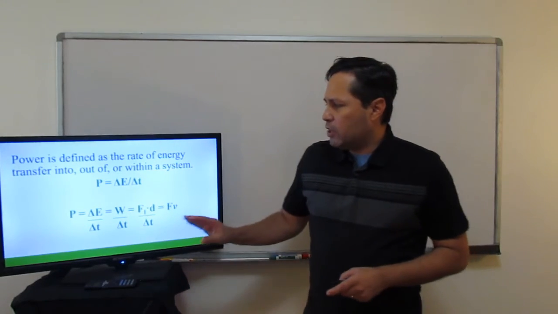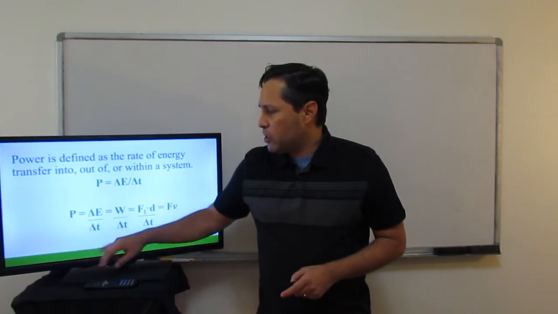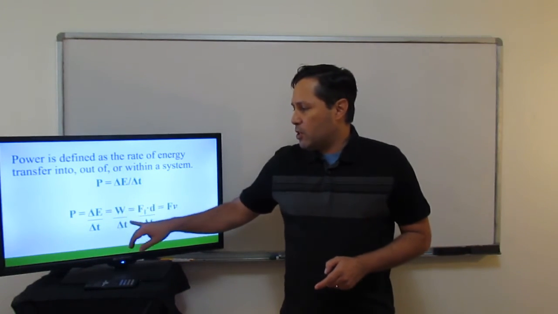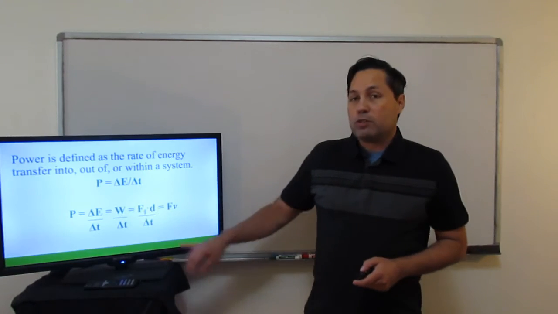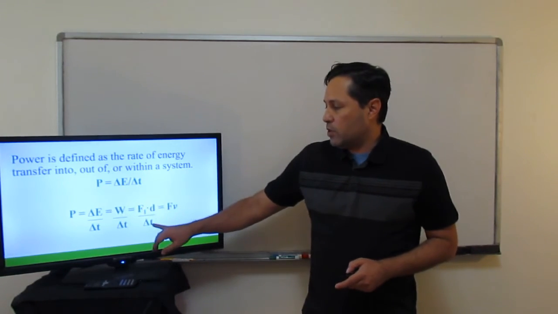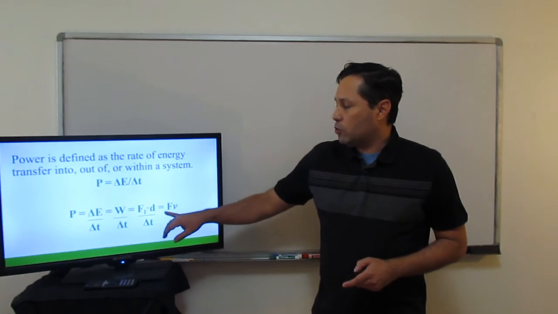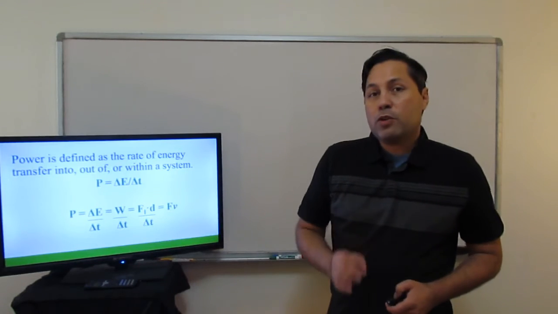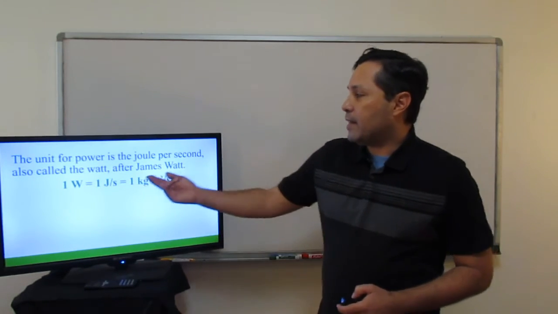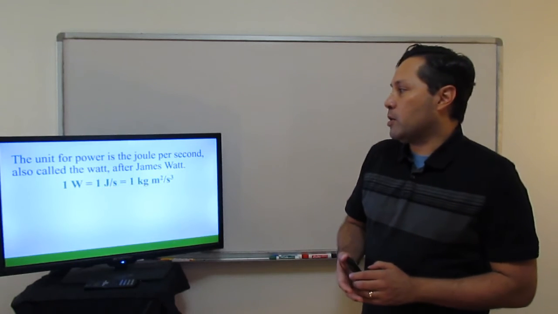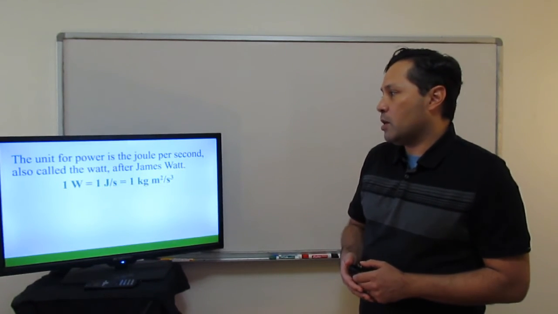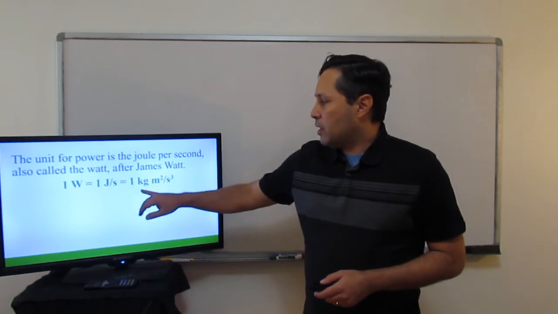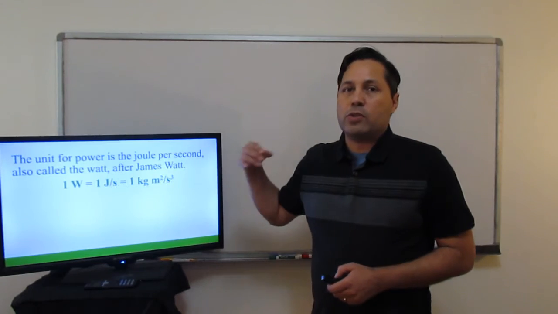For the formula, we can change it slightly. Power is equal to the change in mechanical energy over time, which can be changed into work over time, and work is force times distance over time, and distance over time, well, that's what we refer to as velocity. So force times velocity can also be used to get power. Now what is the unit that we use to calculate power? That is the watt. The unit of power is the joule per second, which is also called a watt, named after James Watt. That would also be written as kilograms times meters squared over seconds cubed.